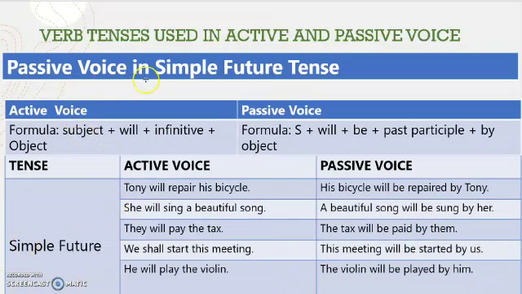Then we have the passive voice in simple future tense. The formula with active voice is the subject plus will plus infinitive plus object. And the formula with passive voice is the subject plus will plus be plus past participle plus by object. In simple future tense, the active voice is Tony will repair his bicycle. His bicycle will be repaired by Tony. They will pay the tax. The tax will be paid by them.